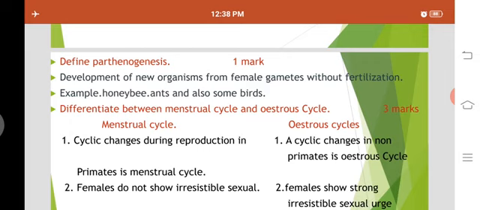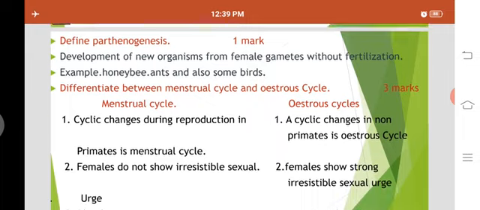And what examples do we give for parthenogenesis? What type of organisms are produced by parthenogenesis? We can give the examples of honeybees, ants, and also some birds. Usually the example is not asked in the question, but I have mentioned some examples. Only the definition you have to write: parthenogenesis is the development of new organism from female gamete without fertilization. Understood? This is about this question.